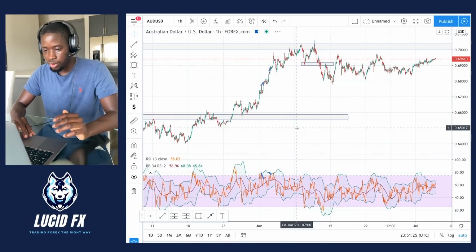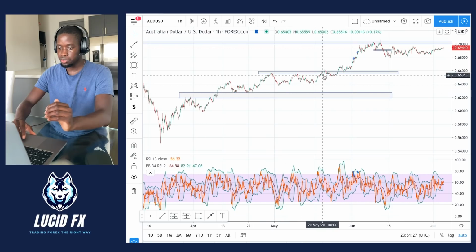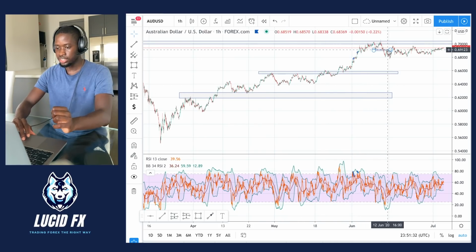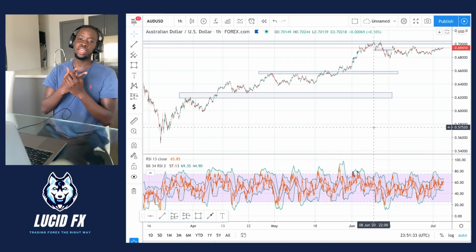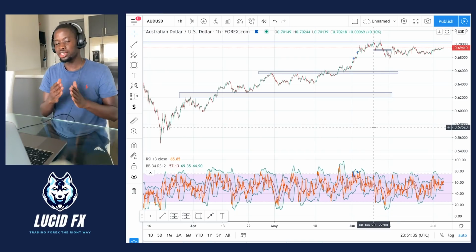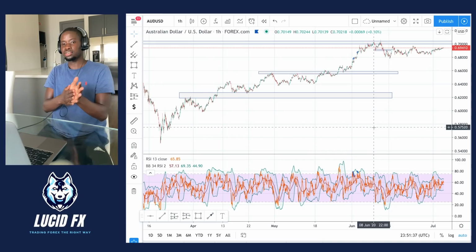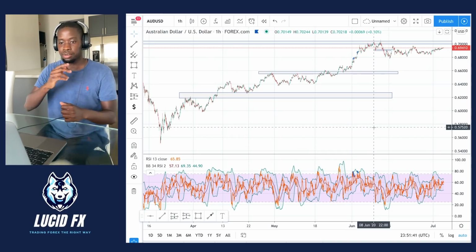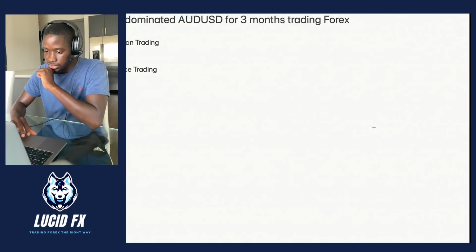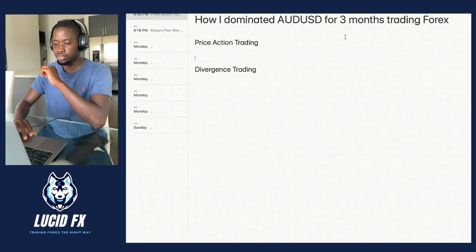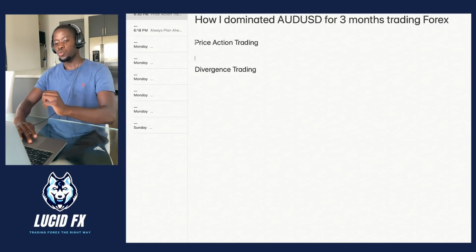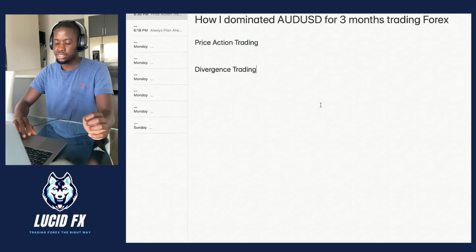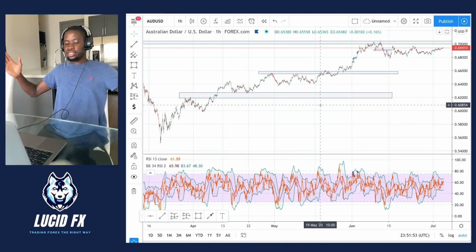So overall, 1, 2, 3, 4, 5, 6. 6 trades, 2 break evens, 4 wins on AUDUSD, swing trades, and everything just overall worked out absolutely amazing. And that's it for AUDUSD, and this is how I dominated it for 3 months trading Forex with my 2 strategies, price action and divergence simultaneously, and everything just worked out amazing.